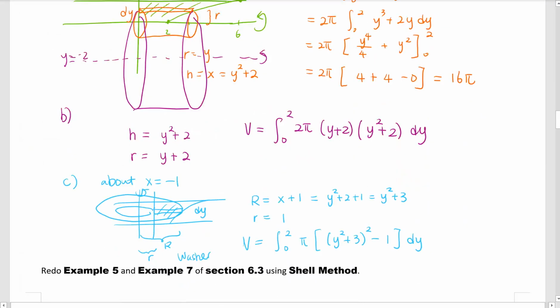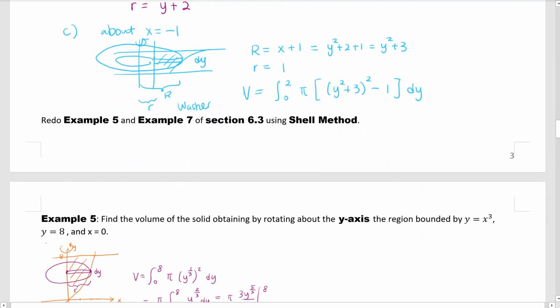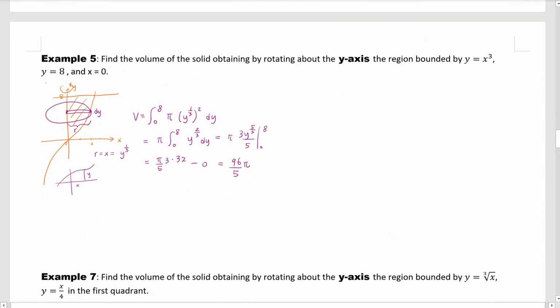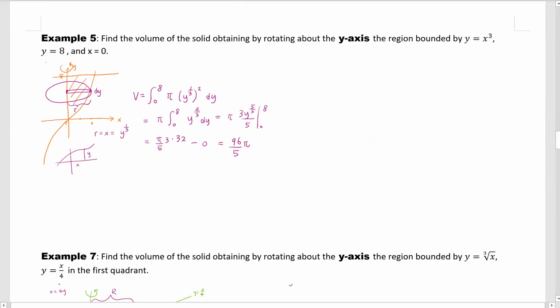Okay, next. I'm going to ask you to revisit our section 6.3. Actually, for many examples we can use both ways to solve it. It depends on how we cut it. So I want to revisit example 5 and example 7 of our previous sessions. I already copied those examples down here. Last time we used the disk method to solve. Today I want to show you how we solve it using the shell method.